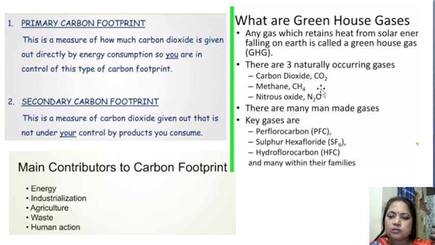So I need not discuss more because I already told you about this, that any gas which retains heat from solar energy falling on earth is called a greenhouse gas. There are 3 naturally occurring gases like carbon dioxide, methane, nitrous oxide, and there are many man-made gases also. Key gases are perfluorocarbon, sulfur hexafluoride, hydrofluorocarbon, and many within their families. These are known as the alternatives of CFCs.